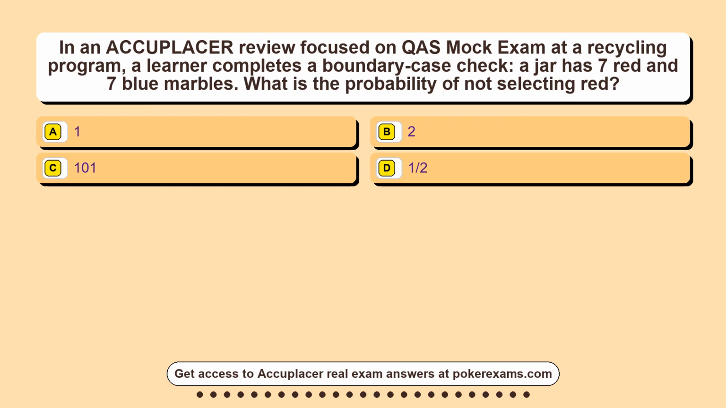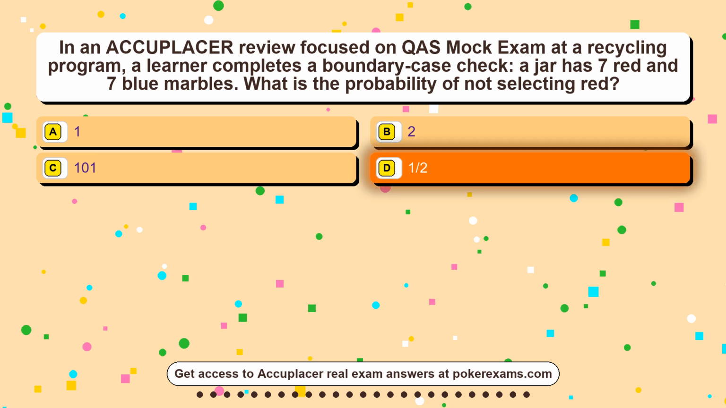Question 14. In an ACCUPLACER review focused on QAS mock exam at a recycling program, a learner completes a boundary-case check. A jar has 7 red and 7 blue marbles. What is the probability of not selecting red? Option A, 1. Option B, 2. Option C, 101. Option D, 1/2. The correct answer is option D, 1/2.